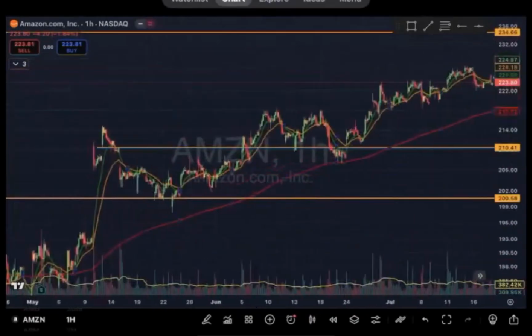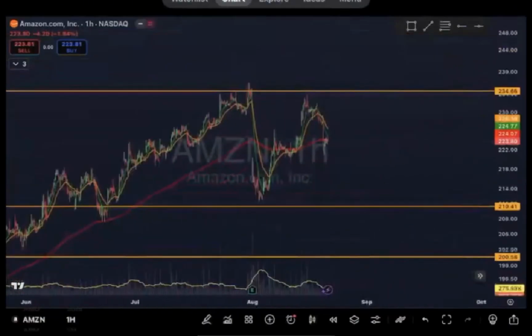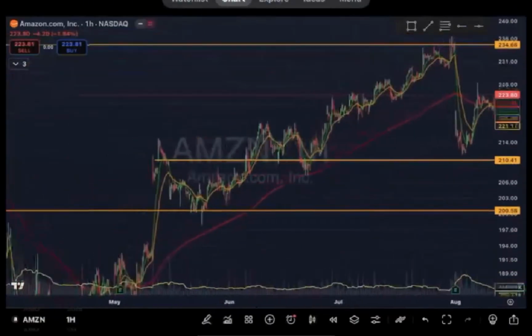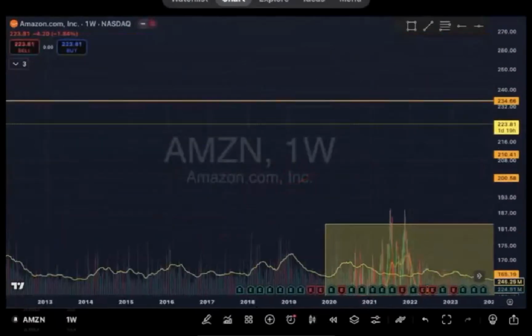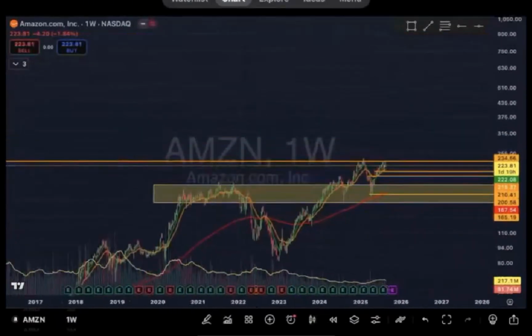But that's from 200 though. We started this at 200 though, and Amazon hit 230, 234. All because we seen the master setup on the big time frame.